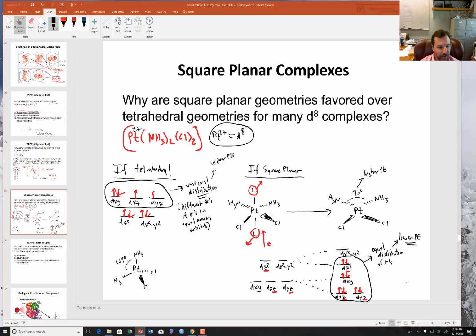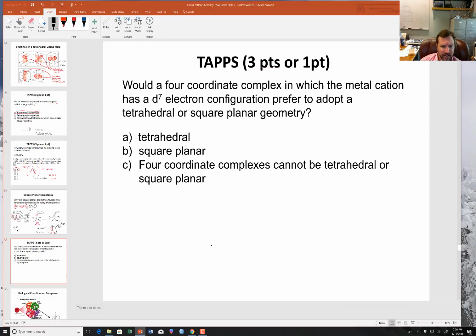So D8 are really unusual. They're just about the only time you'll see 4 coordinate complexes go into this square planar geometry. Okay, so I hope that helps clarify a little bit why the square planar is more stable for D8. And then we ended the class with this example where we had a D7 configuration. So let's look at these now just to review.